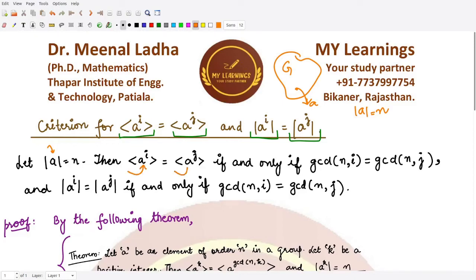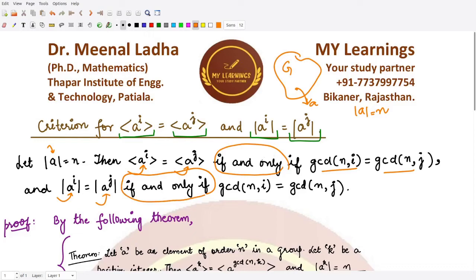So in this case we are saying that the subgroup generated by a to the power i is equal to the subgroup generated by a to the power j if and only if the GCD of n with i is equal to the GCD of n with j, and the order of a to the power i is equal to the order of a to the power j if and only if the GCD of n with i is equal to the GCD of n with j. So that means we have to prove both ways in both the results, right? So let's proceed with the first result here.